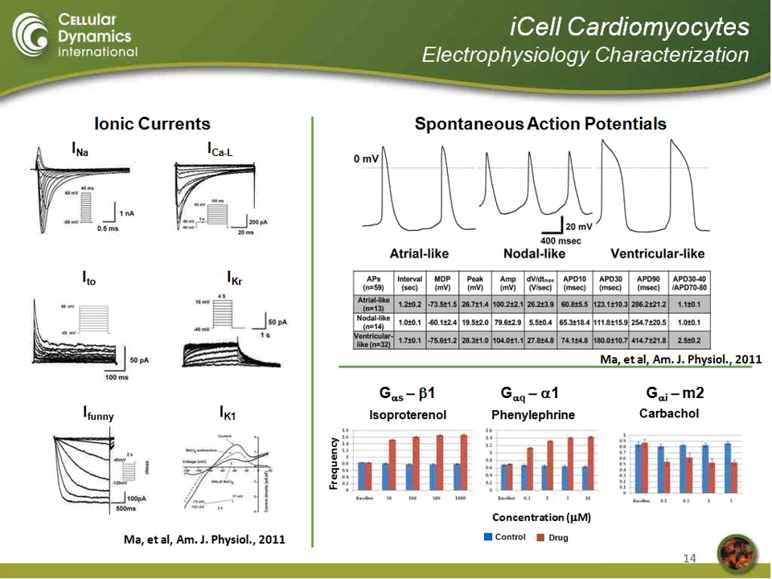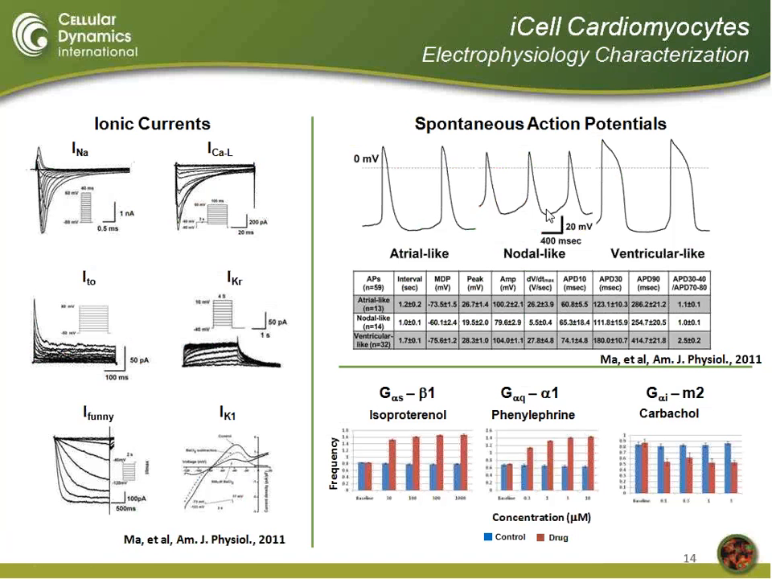Going into the iCell electrophysiology characterization, you can see from the left-hand side we have all of the expected ion currents, from the depolarizing sodium and calcium currents to the repolarizing potassium currents, ITO and IKR, as well as I-funny for pacemaking, and IK1 to set your resting membrane potential.